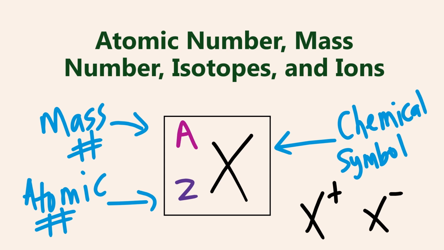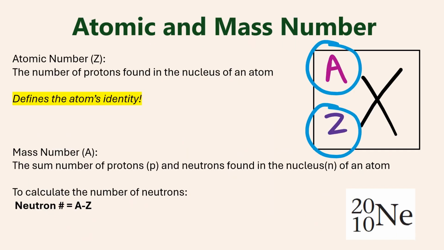Let's review the definition of atomic number, mass number, isotopes, and ions. The atomic number is the number of protons which are found in the nucleus of the atom. So let's just do a little review. In the center of the atom, you have your protons and your neutrons. The protons are positively charged, the neutrons do not have any charge.